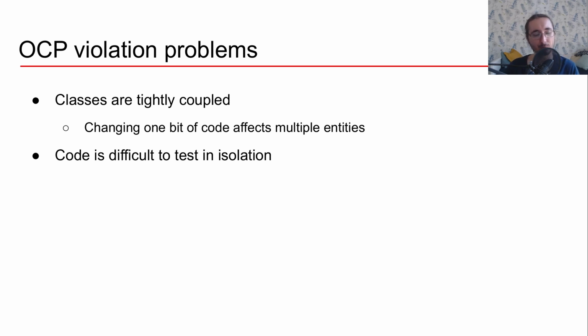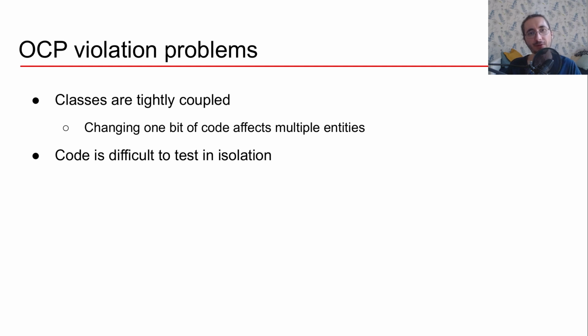Here you have two main problems. First, your classes are going to be tightly coupled. This means that if you want to change one bit of code, you have to change it in a bunch of different classes. And of course, this is a hassle because the code is not maintainable. At the same time, testing this type of tightly coupled code is very difficult because it's difficult to separate out all the different parts of it and test them in isolation.